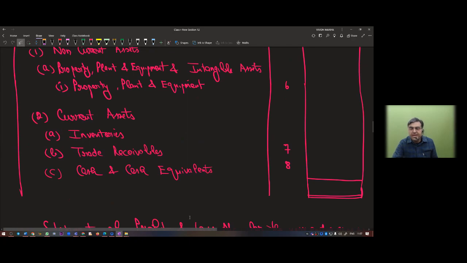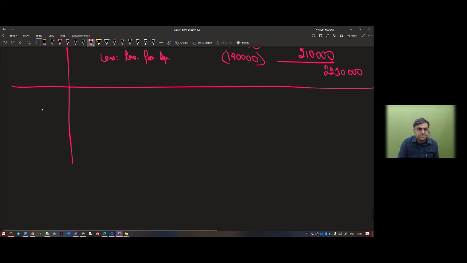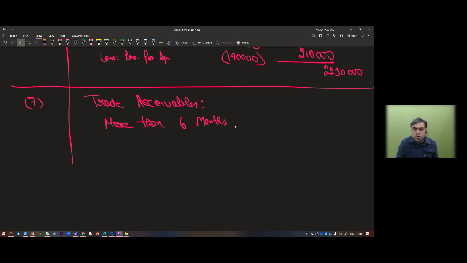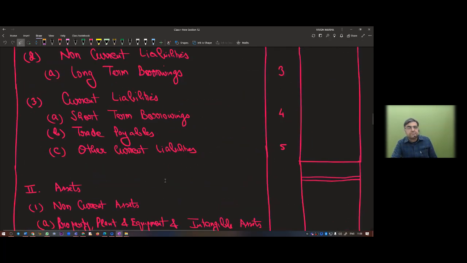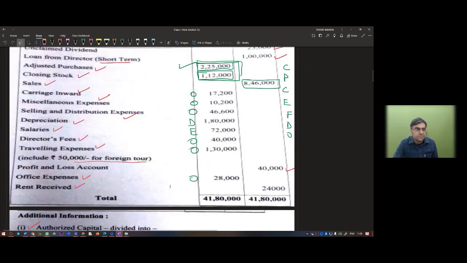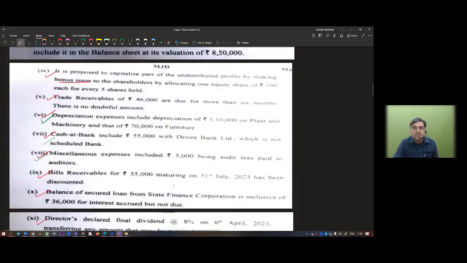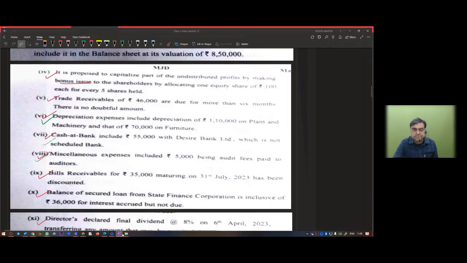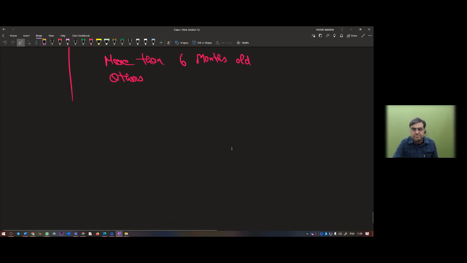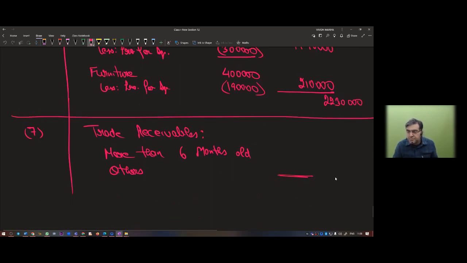Now note number 7 is trade receivables. More than six months old, others. So trade receivables are 46,000. Trade receivables are 3,10,000. Trade receivables are 3,10,000, 46,000 and others.